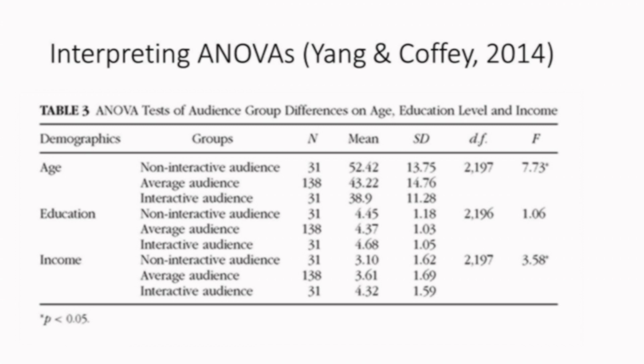Fine. With education, we don't see a statistically significant difference, right? There's no star next to 1.06 under the F-test. And then for income, we see a statistically significant difference here. Average audience and interactive audience appear to earn more income, though we don't know this. If we need to know what the probability of error is, we just go to the left-hand corner. As always, you will find the p-value and what that star means.